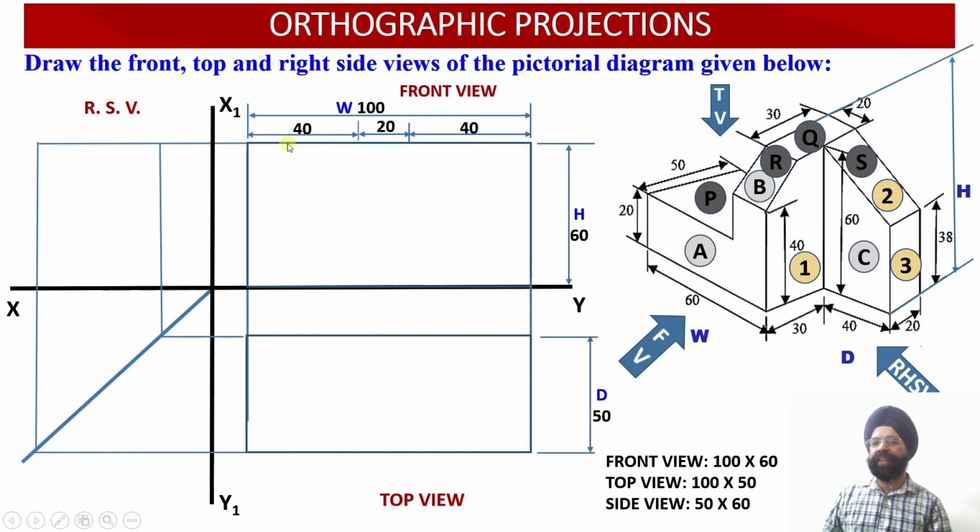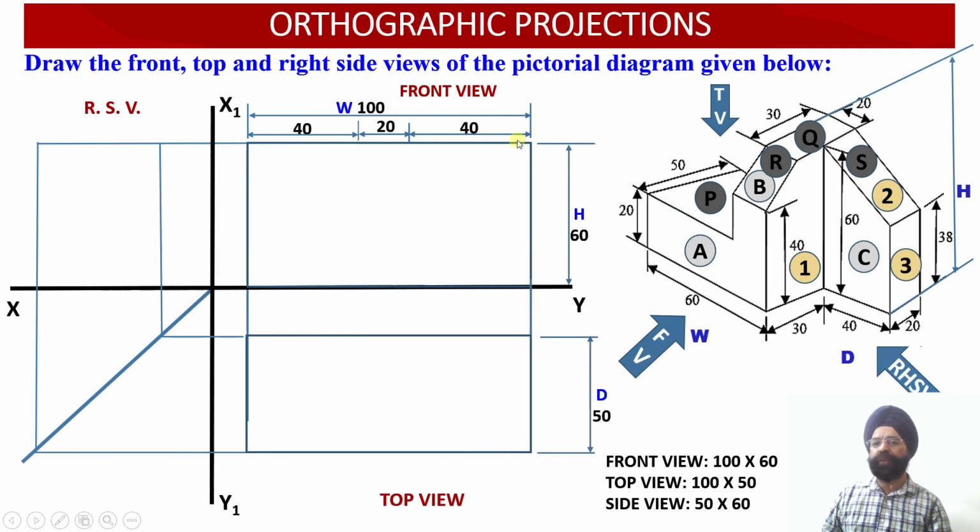Now let us start with the construction of the front view. In the front view, we can divide this width into three parts. Please check. This width is equal to 40 millimeter. The width of this web, this vertical web, is given to us as 20. So 40 plus 20 plus 40 gives us 100 millimeter. So I have divided this into 40, 20 and 40.